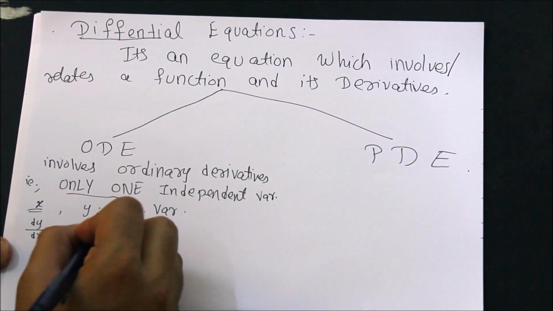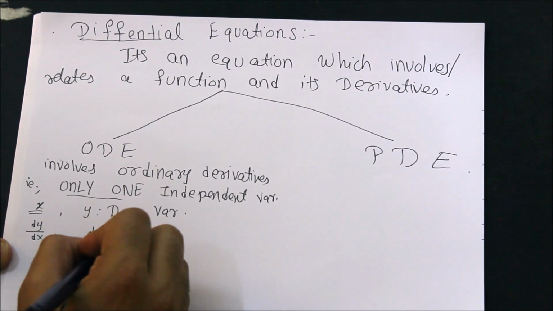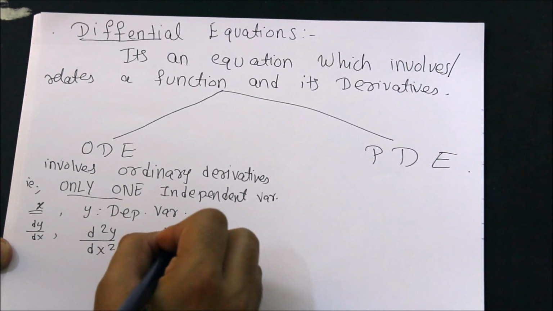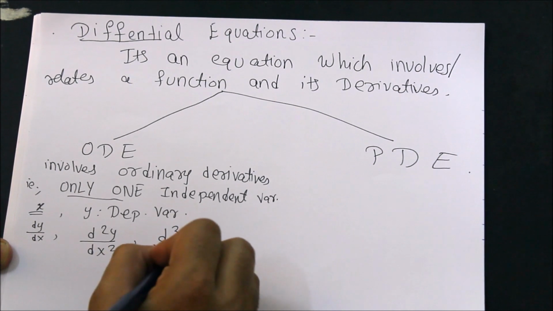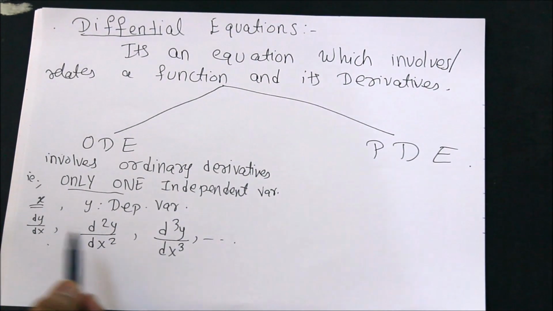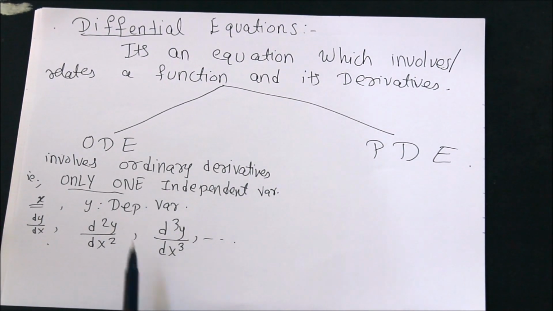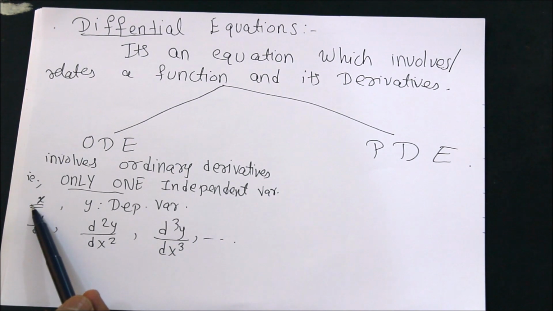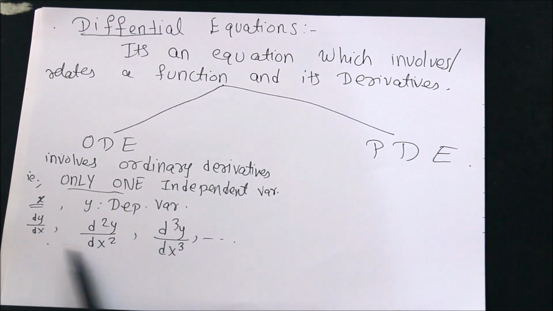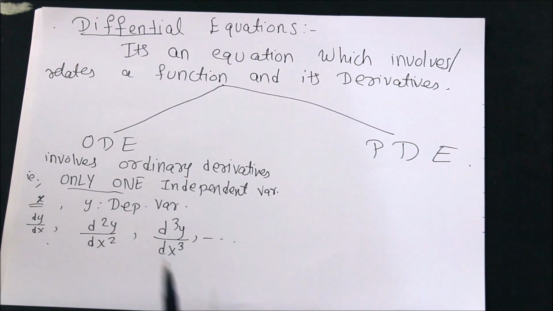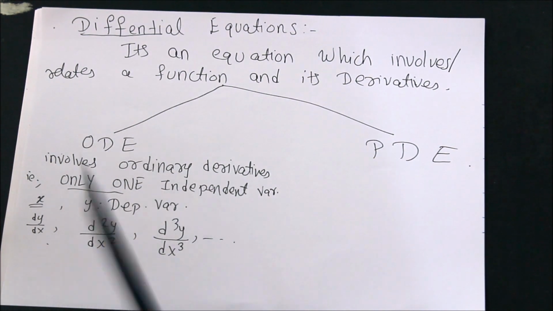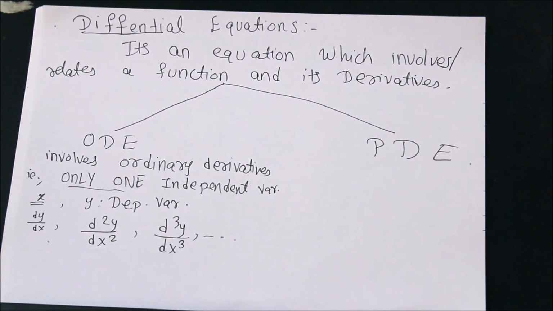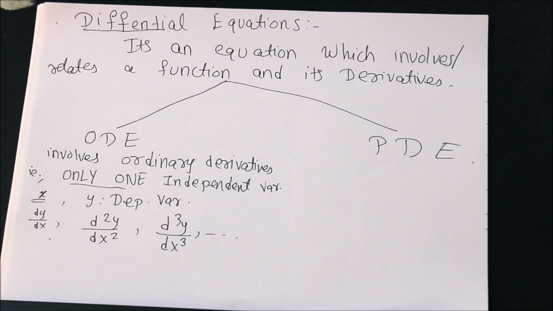This is called a single derivative. You can take d2y by dx square, you can take the third order derivative d cube y upon dx cube, and so on. These are called ordinary derivatives. So if you have an equation that involves ordinary derivatives, the independent variable x and the dependent variable y, then the combination gives you an equation, and that equation is called an ordinary differential equation.